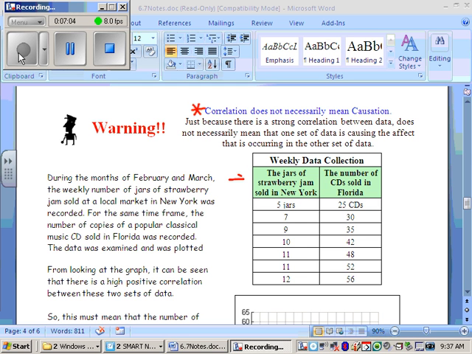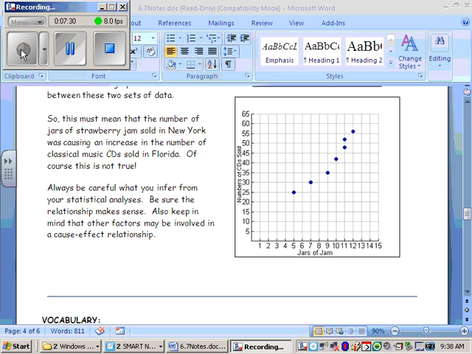So here's an example. If you look at this table, on the left it says the jars of strawberry jam sold in New York. And then on the right, the number of CDs sold in Florida. Now, do you really think that the number of jars of jam sold in New York really has anything to do with the number of CDs sold in Florida? Of course not. However, when you graph this, let's see what it looks like.